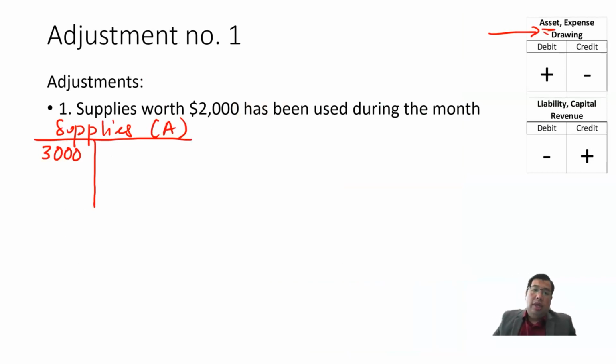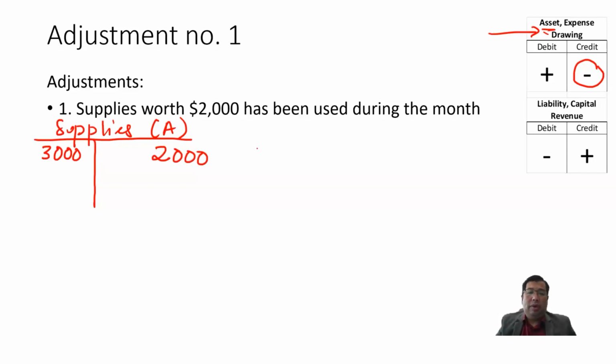So there's a question. Why should I not credit the item? Because we used the asset. Yes, correct. If you report in your balance sheet that you have supplies of 3,000, that is wrong. Why? Because from the 3,000, we used 2,000, so the balance should be 1,000. So I'm going to reduce. This is an asset. To reduce, I'm going to credit here 2,000.